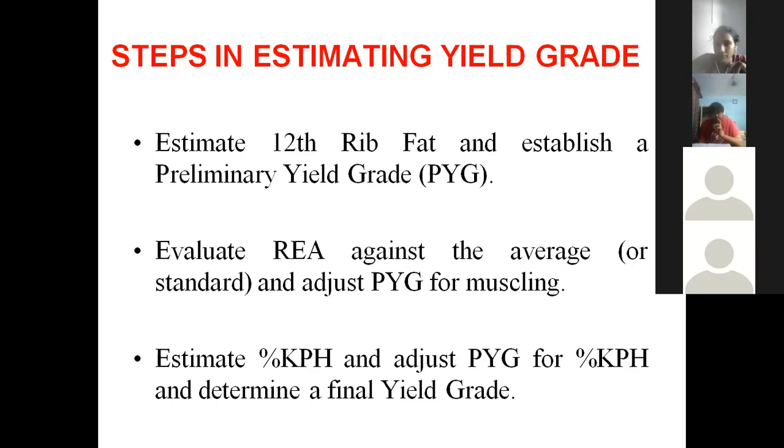Next is the rib eye area. What is the rib eye area, and how do we calculate it? We have to see the primary yield grade. Next is the KPH, that is the amount of kidney fat, pelvic fat, and heart fat. So these are basically the three things we require for estimating the carcass yield grade: the 12th rib fat, the rib eye area, and the kidney, pelvic, and heart fat, the KPH percentage.